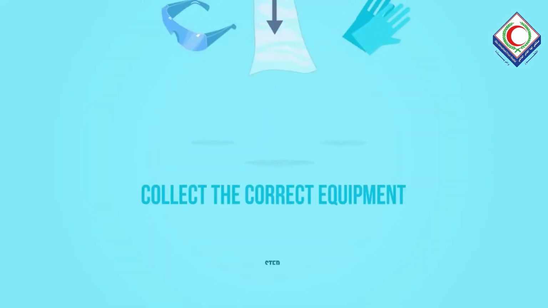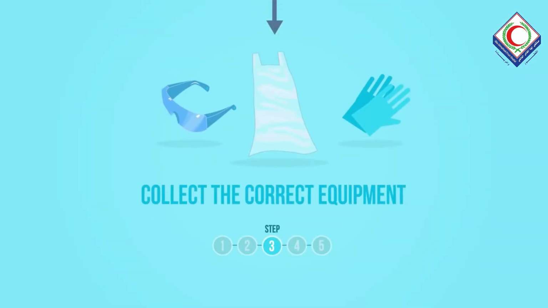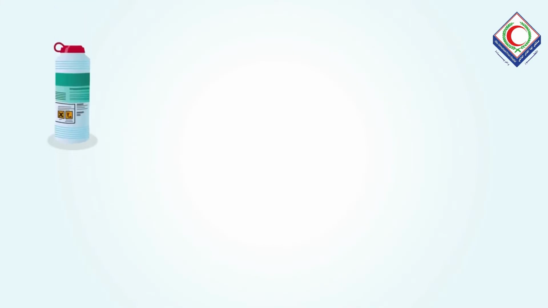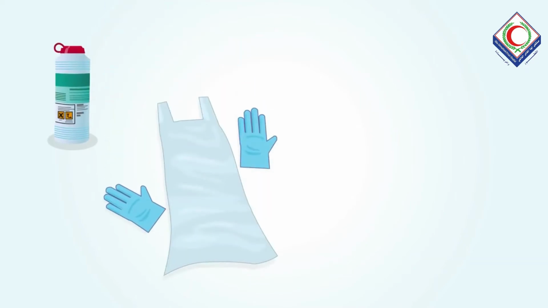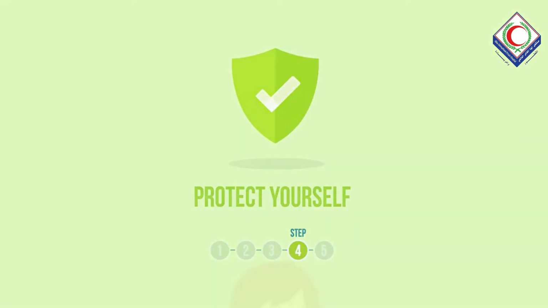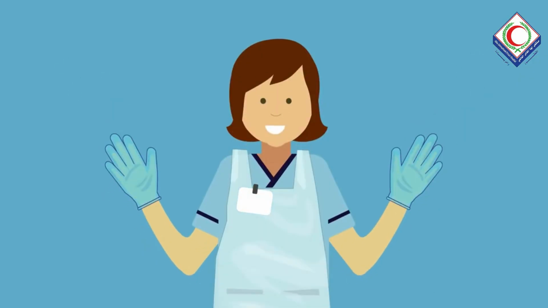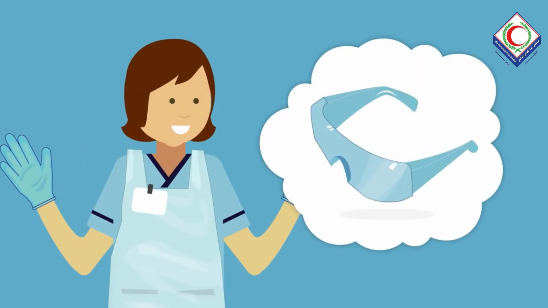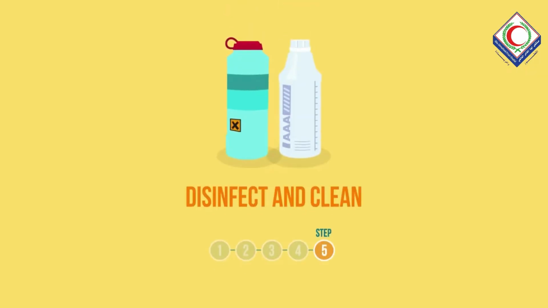Step 3. Collect the correct equipment. Nuria gathers chlorine-releasing granules, non-sterile disposable gloves and apron, paper towels, general-purpose neutral detergent, and a healthcare waste bag. Step 4. Protect yourself. Nuria then puts on her gloves and apron. Nuria has assessed that she does not need eye or facial protection, as there is no risk of splashing. Step 5. Disinfect and clean.